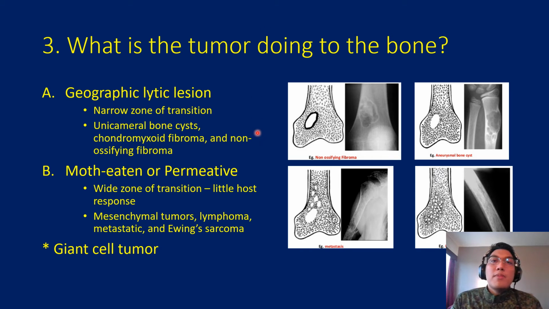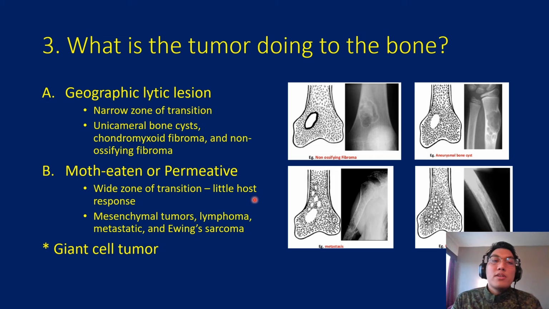The most favorable pattern of bone lysis is that of a geographic lytic lesion, in which it is easy to determine exactly where the bone lysis begins and ends. So there is a narrow zone of transition. This change is typical of unicameral bone cyst, chondromyxoid fibroma, and non-ossifying fibroma.